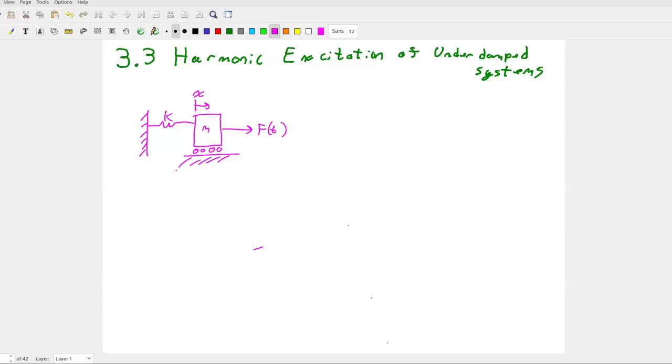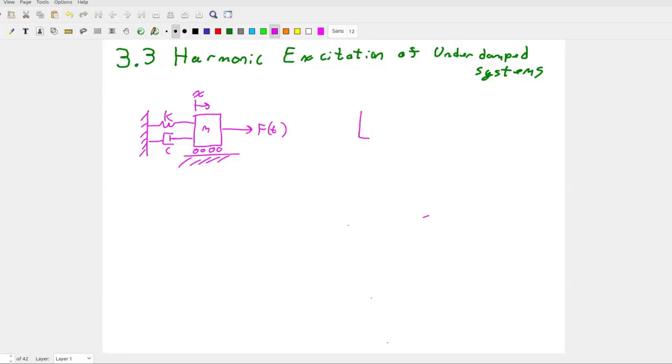But I know that if I have this, I can have a system that enters resonance and can go on forever. So that's not very helpful. So let's add damping to our system. And again, we're going to have C.